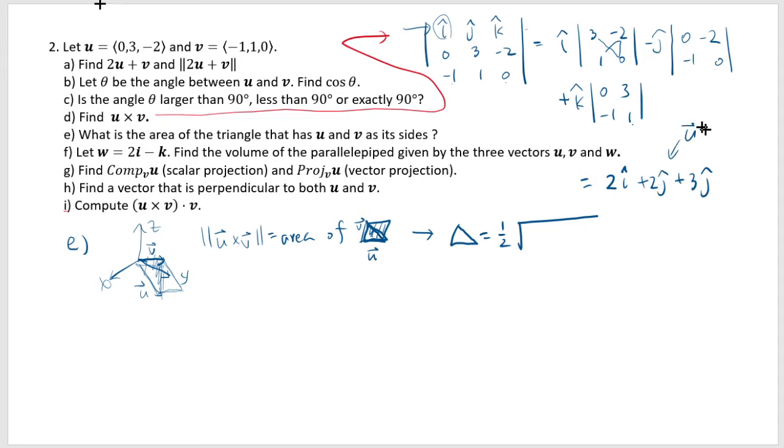This is U cross V, right? So if you want the norm of U cross V, you need to take the norm of this, which is the square root of 2 squared plus 2 squared plus 3 squared, and that's 1/2. 4 plus 4 plus 9, so that's what it is.